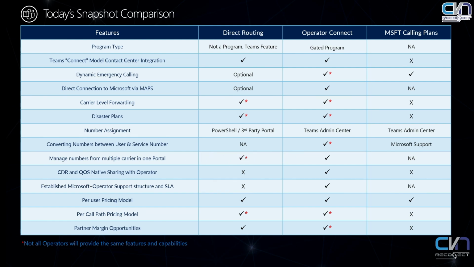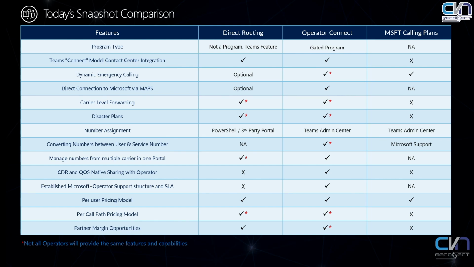Big benefit of Operator Connect, again, is managing multiple operators' numbers all in one pane of glass. CDR and QoS, something I failed to mention earlier. The numbers that the operators provide into your tenant for Operator Connect, the operator can see all the CDRs and QoS data from the tenant side. This is extremely valuable because we can see the actual experience of your end users. We can see that QoS the whole way through, not just our network, but also through Microsoft's network, the whole way out to your end user's client.